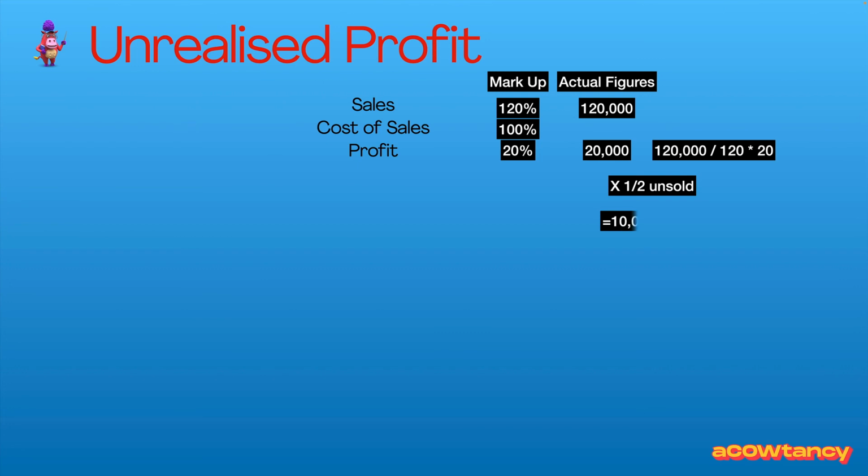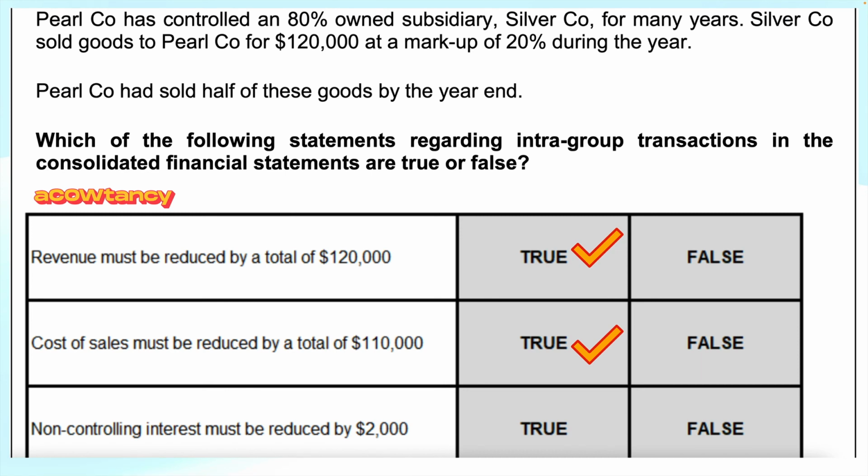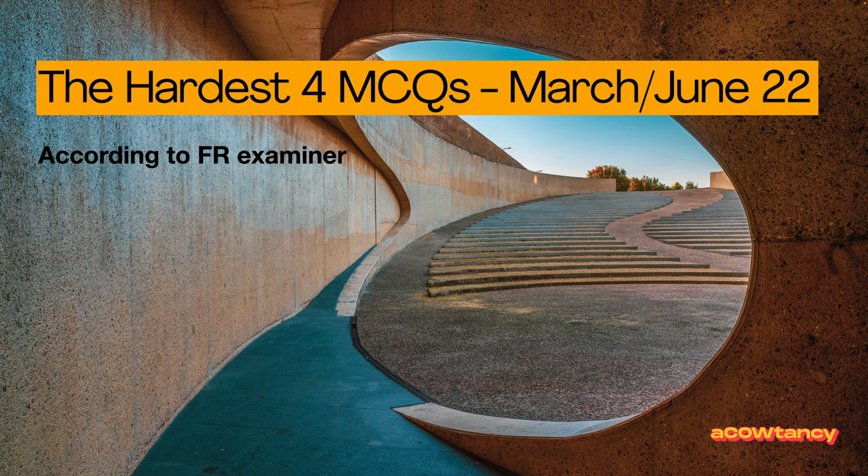So we knew the unrealised profit was 10,000, so we've got to get rid of that. But 20% of it belongs to the NCI, so we take 20% off the NCI. And so therefore, non-controlling interest must be reduced by 2,000. Yes, it must. And that's it. They were the four hardest questions in March, June 22, Section A, that is, according to the FR examiner.